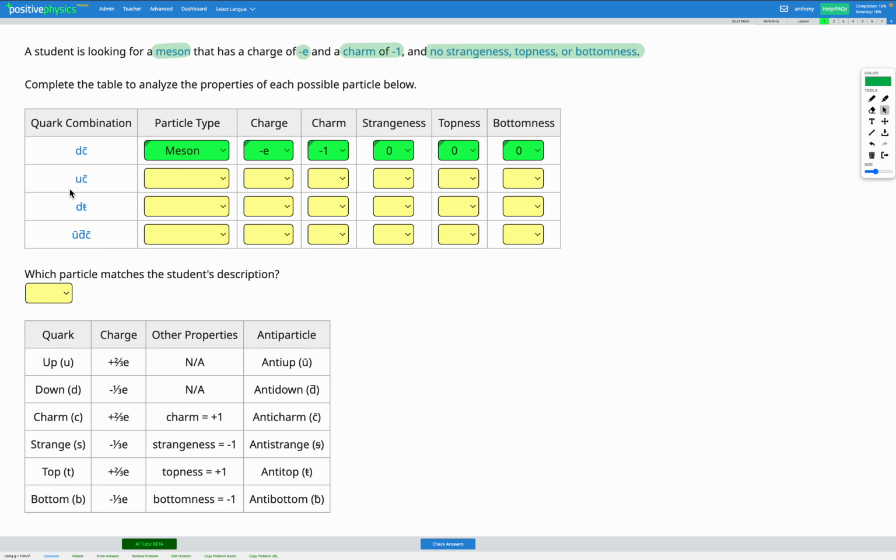Our next quark combination we're looking at has an up and an anti-charm. So again, this has a quark and an antiquark, so that's going to be a meson. For the charge, up has a charge of plus 2/3 e, and anti-charm is going to have a charge of negative 2/3 e. So overall, our charge is going to be 0 for up and anti-charm together.